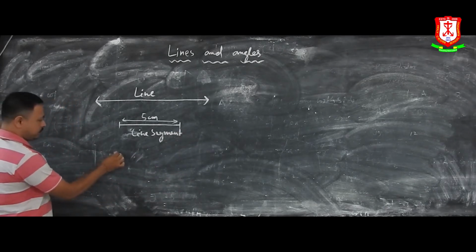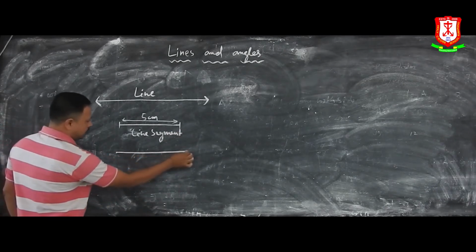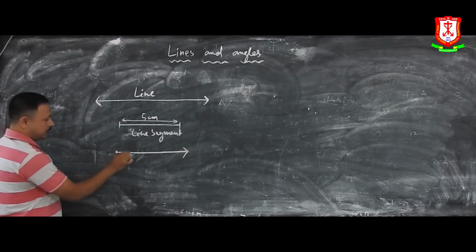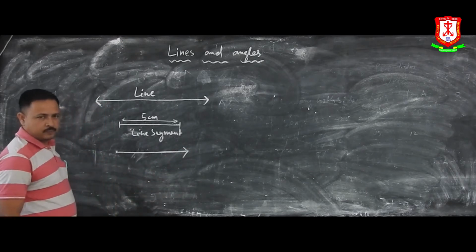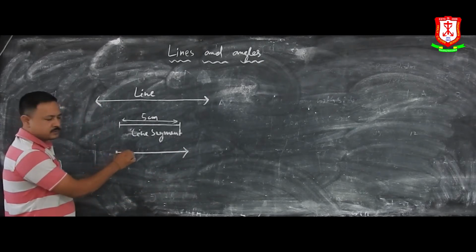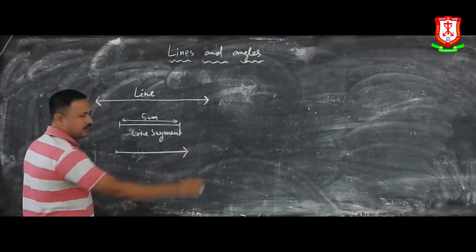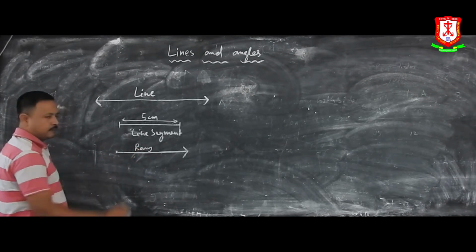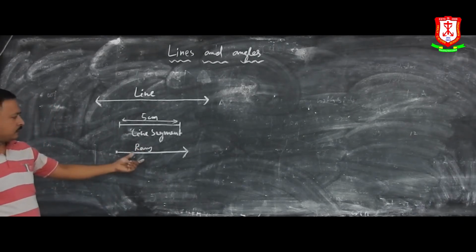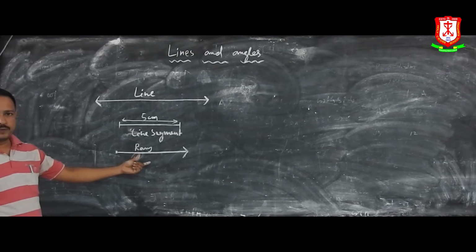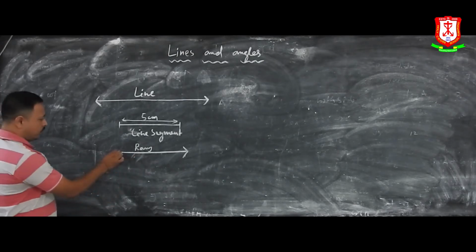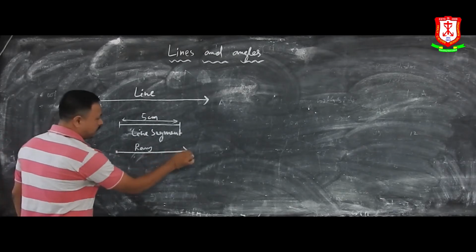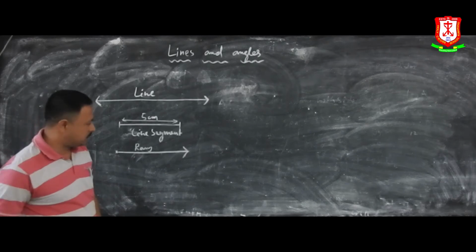And if you see this one, it has a starting point, but it has no end point. Starting point is there, but in one direction you can extend it. So this is called a ray. A ray also has no fixed length. One fixed starting point is there, and in one direction you can extend it.